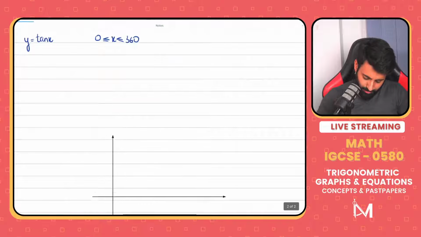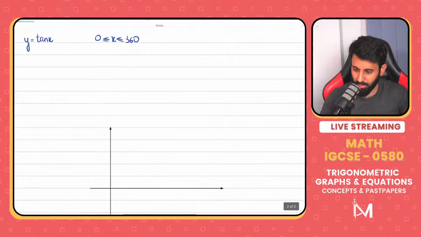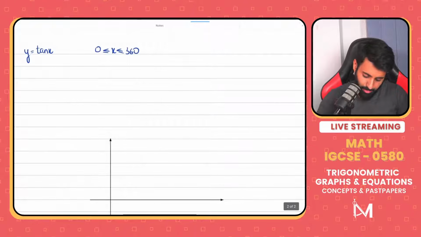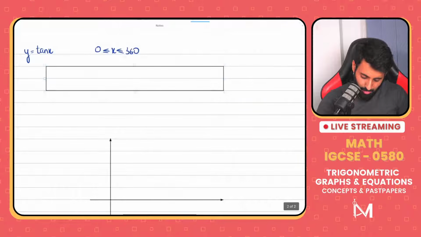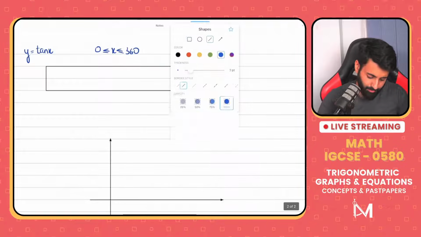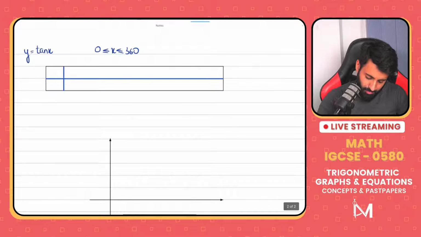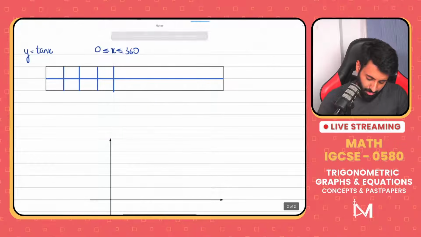Now, for tan x, things are slightly different. For tan x, the step that we take is not 90 degrees. In fact, it's 45 degrees, okay? So this is what we're going to do. We're going to start from 0 and we're going to go all the way to 360. But the interval between two consecutive values will be 90 degrees. Oh, it will be 45 degrees. Sorry, I think I said 90 degrees. I meant 45 degrees.